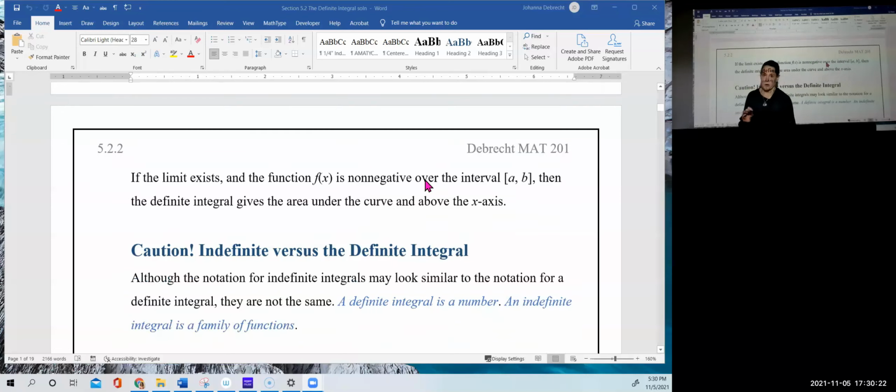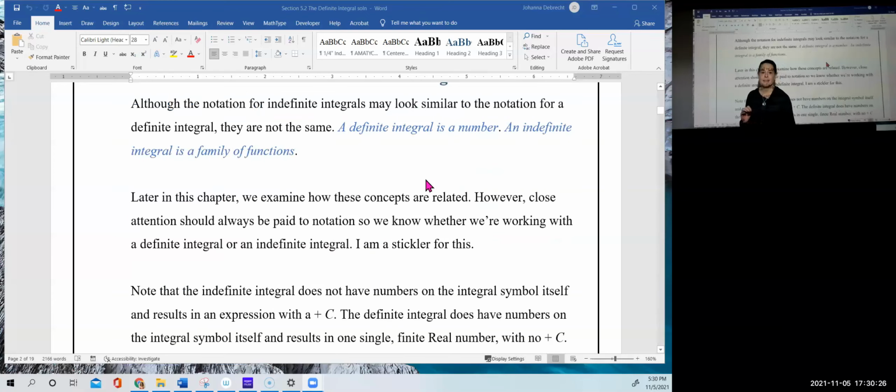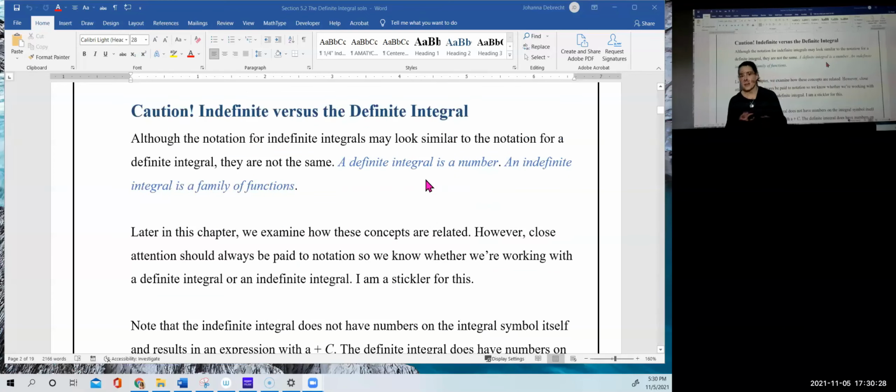Let's make sure, though, that we understand the difference between the definite integral and the indefinite integral. They are not the same thing. They are related, and the way that we compute a definite integral, as we'll see later this semester, does involve the indefinite integral, but they are fundamentally different ideas.